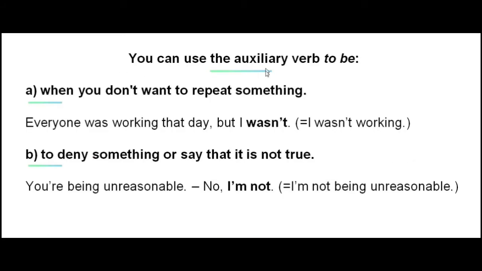Now you can use the auxiliary verb to be: A, when you don't want to repeat something. For example, everyone was working that day, but I wasn't. Meaning, I wasn't working. B, to deny something or say that it's not true. For example, you're being unreasonable. No, I'm not. Meaning, I'm not being unreasonable.